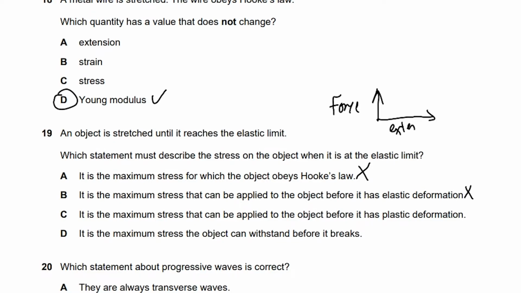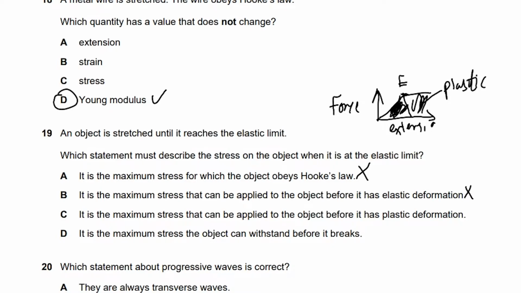So if you see, if this is the elastic limit, the point which I have marked E, the area before E, that region is the region with elastic deformation, and the region after it is the region with plastic deformation. So elastic deformation takes place up till the elastic limit, and afterwards there is plastic deformation. So B is not the answer.